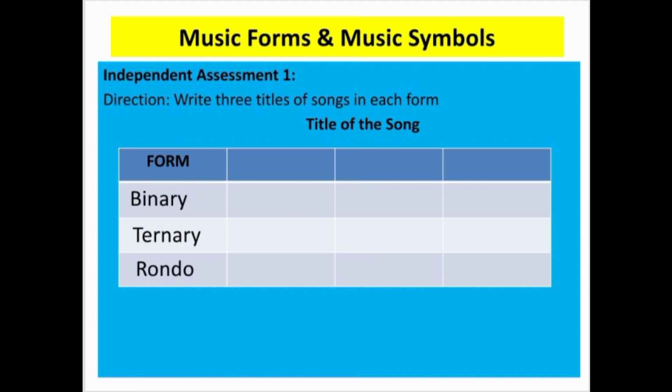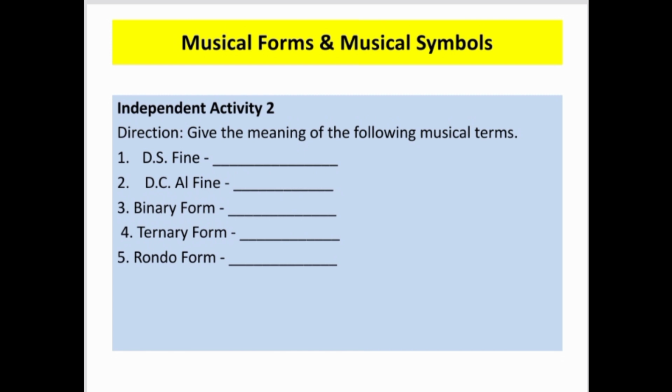Let's come to independent assessment 1. Direction. Write 3 titles of songs in each form. Independent activity 2. Direction. Give the meaning of the following musical terms. Number 1, DS al fine. Number 2, DC al fine. Number 3, binary form. Number 4, ternary form. And number 5, rondo form.